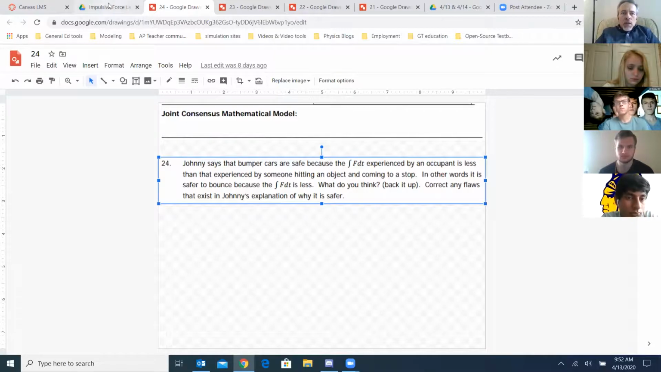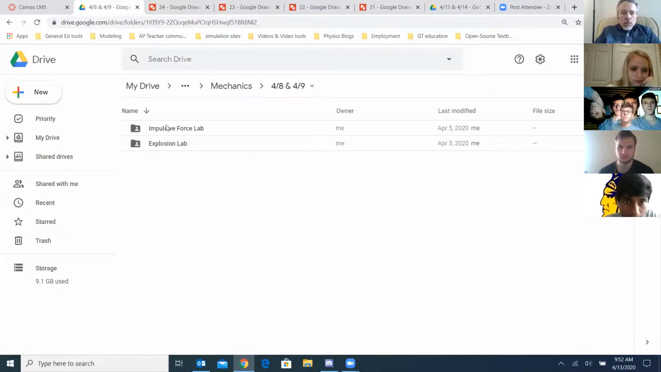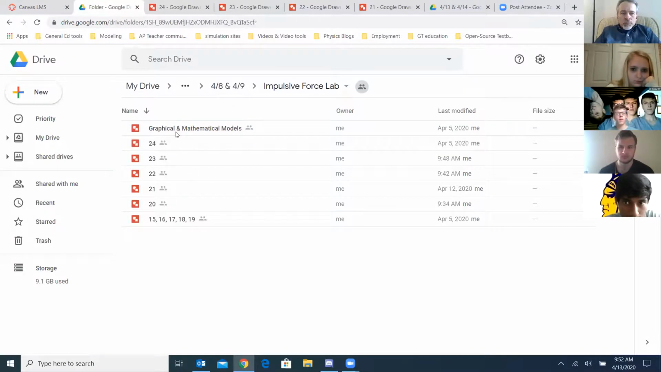Okay, so we're done with that one, that lab. You should be able to send me your lab then, either just share the whole folder with me when you get it all whiteboarded, or if you want to print it out, take a picture and send it to me. Okay, so the next one is going to be the Impulsive lab.